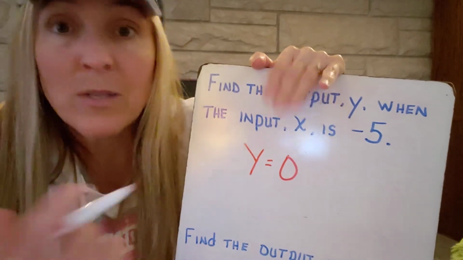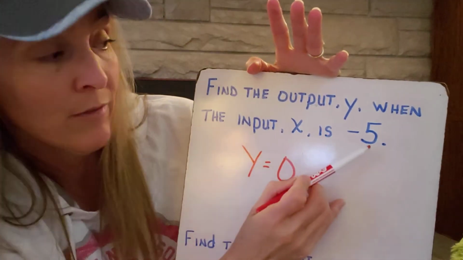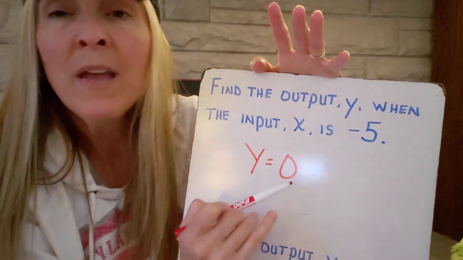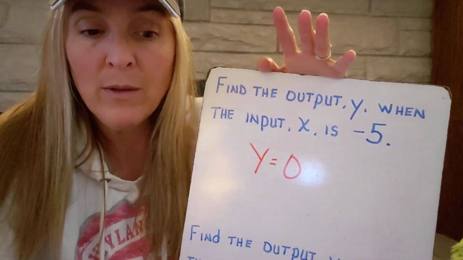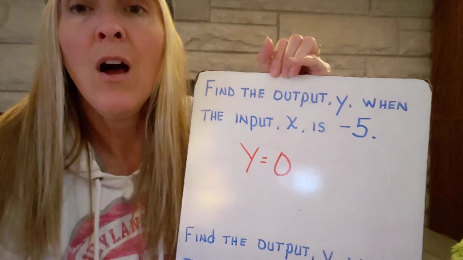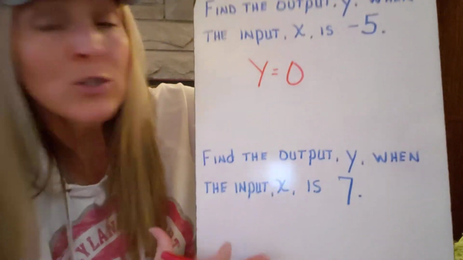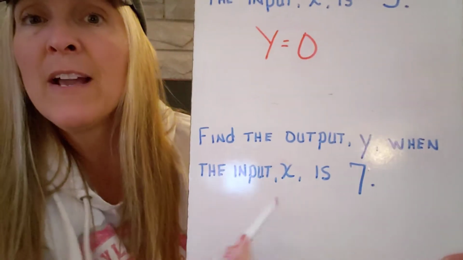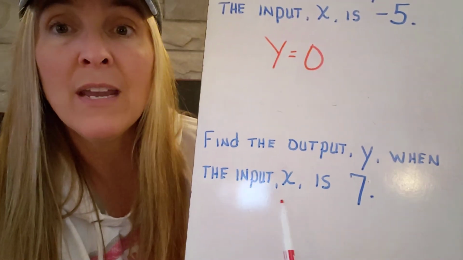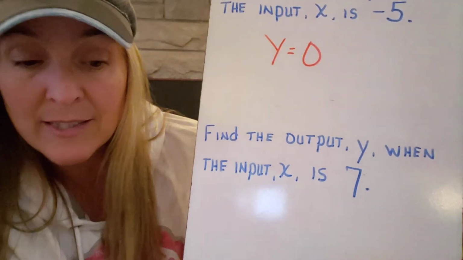Your x is always going to be whatever they give you. Actually, you put negative 5, 0. But if I remember correctly, when I looked at this exercise, they just want you to give the coordinate for the y value. So the second example says find the output y when the input x is 7.